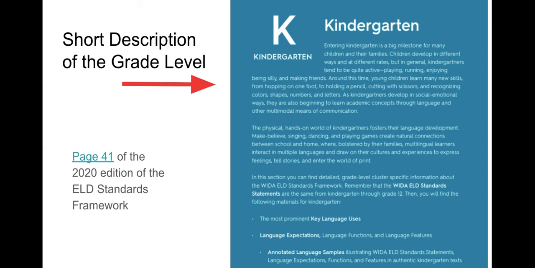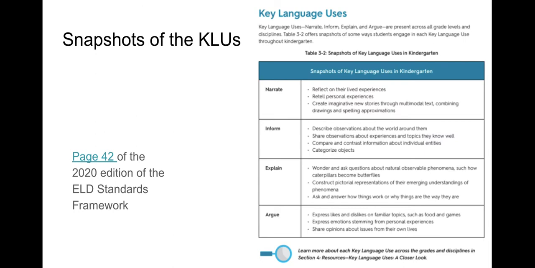In the WIDA book, the grade level clusters are organized, each with a short description of the grade level. So page 41 is an example of where it would start for kindergarten. There is a snapshot of the key language uses, which we talked about in the previous module. It lists what a kindergartner can do with the 4 key language uses, or some of the ways that they can use them.